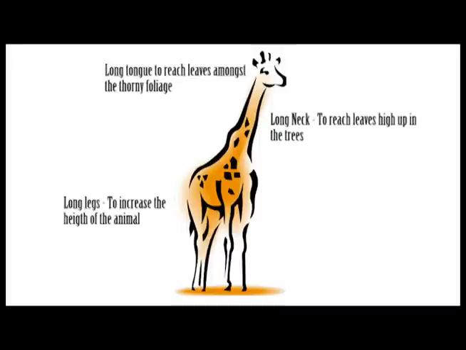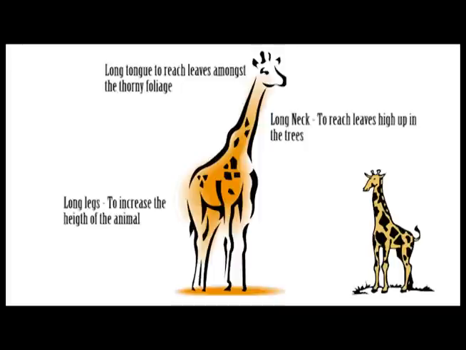All living things have adaptations. These are characteristics that increase the species' chances of survival in the environment. An obvious example is the giraffe, with its long neck, long legs and long tongue, among many others. All of these adaptations make it more likely they will survive and therefore be able to reproduce.